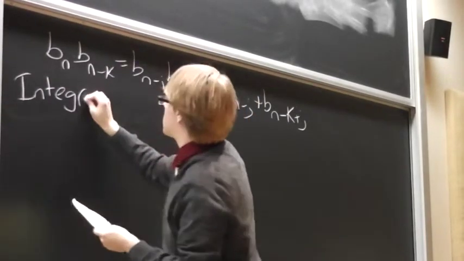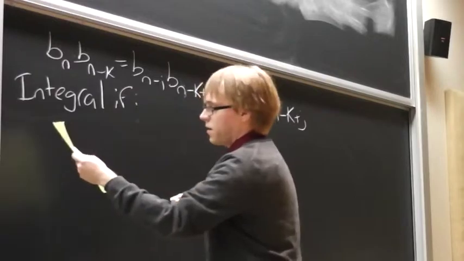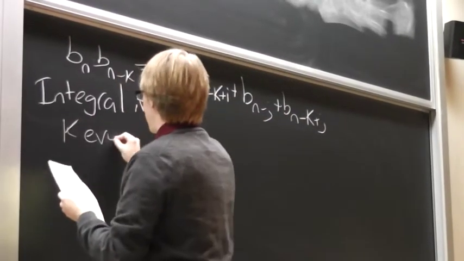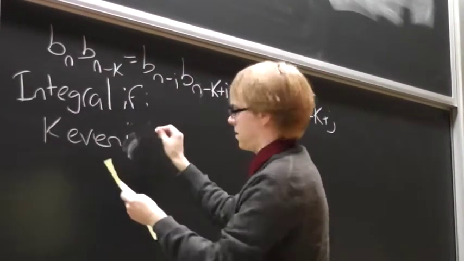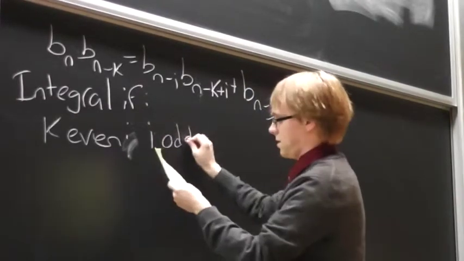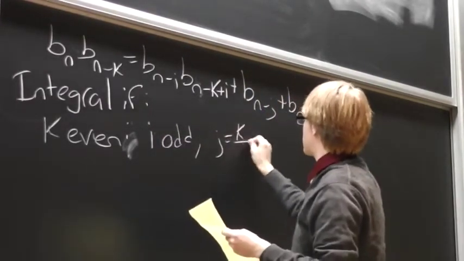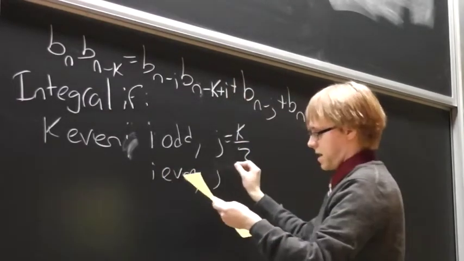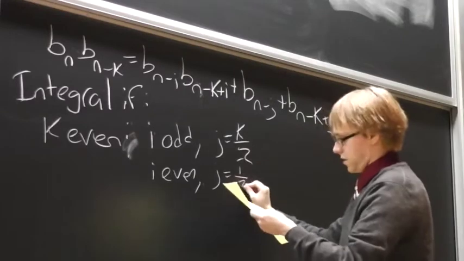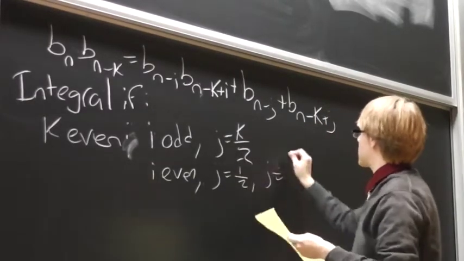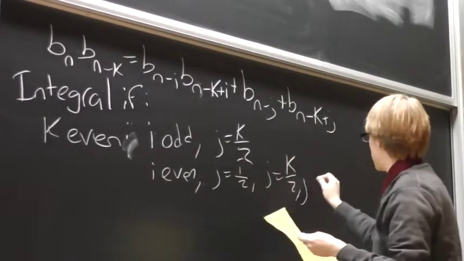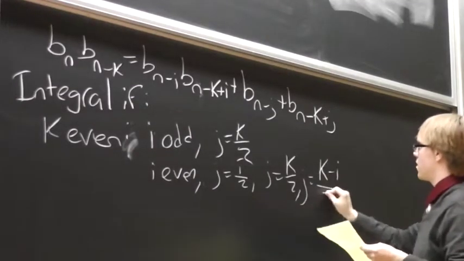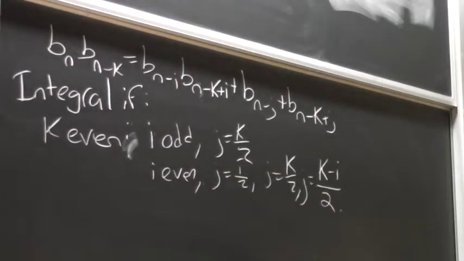Integral if the following conditions hold: k even and i odd, j is k over 2, i even, and j is i over 2, or j is k over 2, or j is (k minus i) over 2. And then there are also corresponding ones for k odd. I won't take the time to write those down.